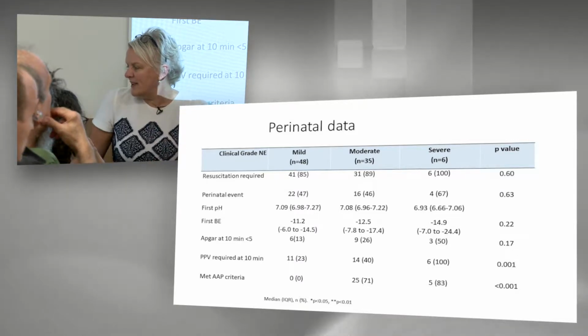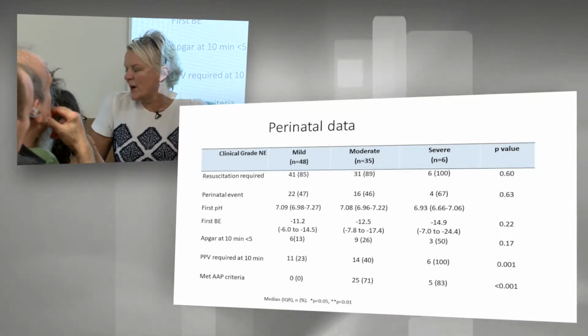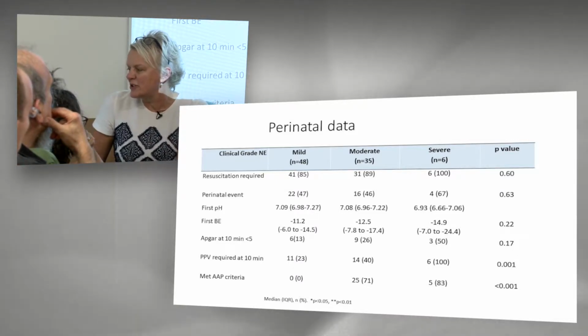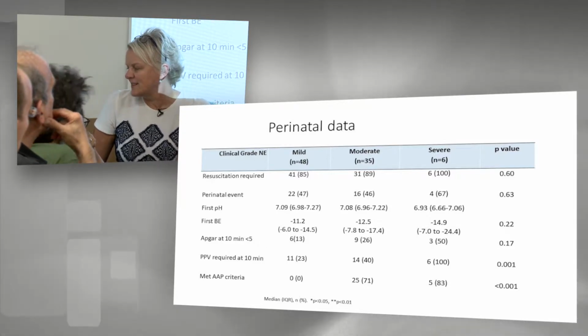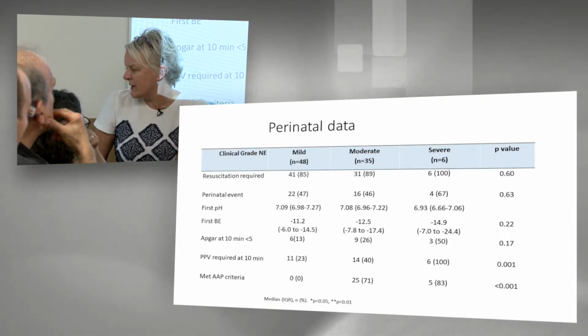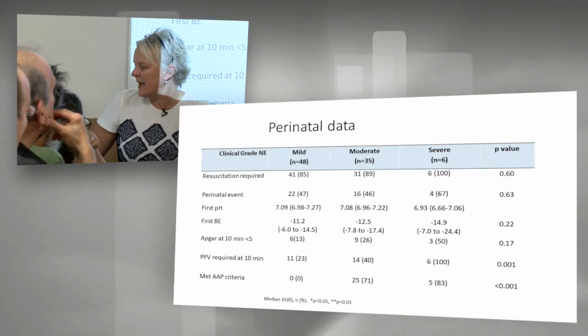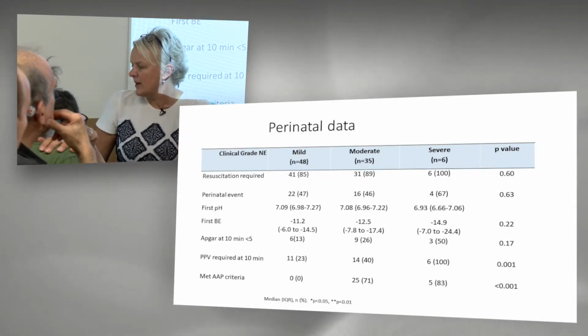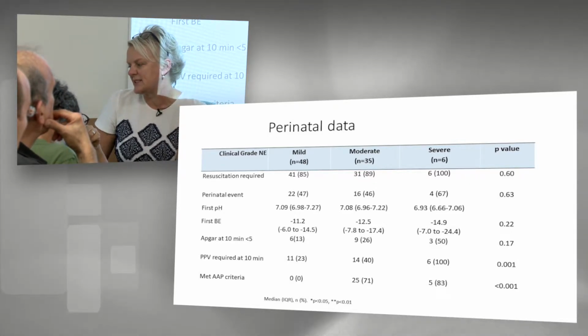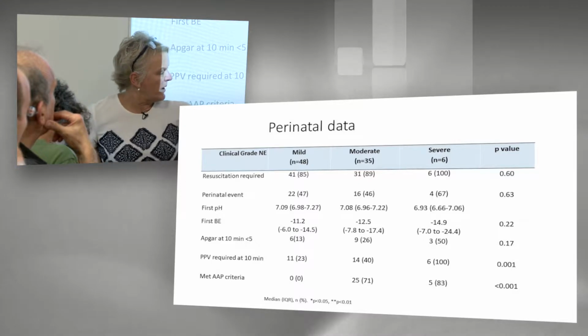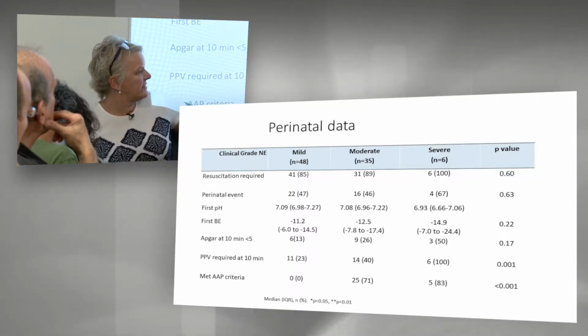Most of these babies universally, obviously, required some sort of resuscitation. You can see the pHs there. The severe group, and you'll see this as a group, do differ a little bit in that they tend to have the lowest of the pHs and base deficits, but there wasn't really any other significant differences.